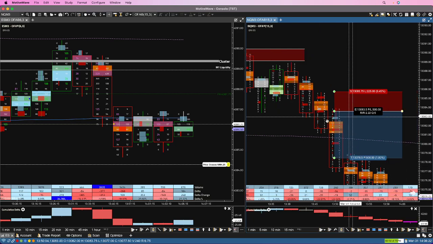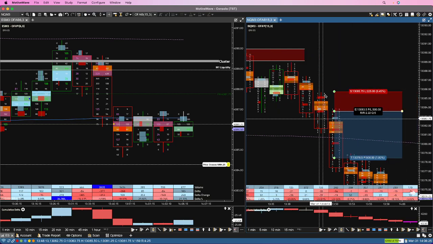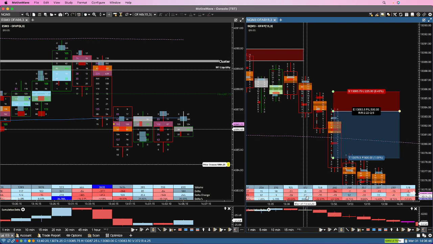Okay, what about volumetric engulfing? In this candle we have a perfect volumetric engulfing because we have a delta change from 0 to minus 35, so a difference of minus 35, and then we have minus 22 of delta percentage. So all these values engulf the previous values.